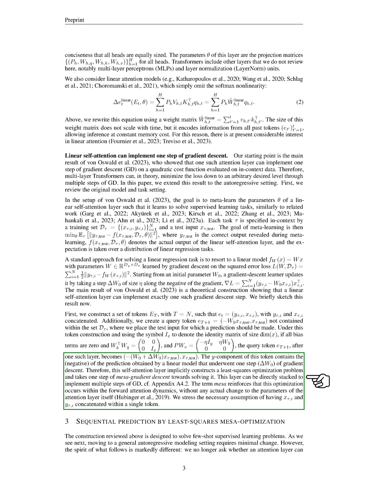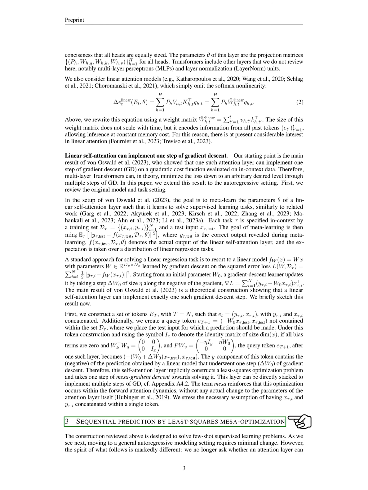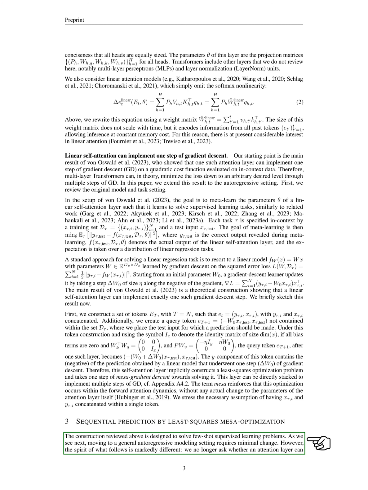Therefore, this self-attention layer implicitly constructs a least squares optimization problem and takes one step of gradient descent towards solving it. This layer can be stacked to implement multiple steps of gradient descent. We then move on to the concept of sequential prediction by least squares mesa-optimization. The construction reviewed above is designed to solve few-shot supervised learning problems.